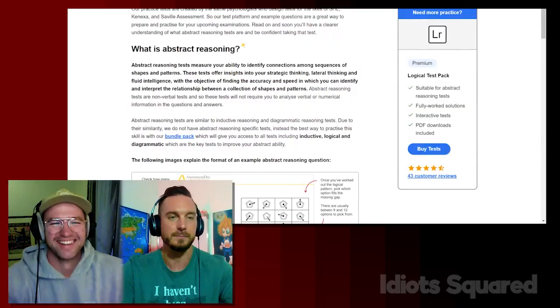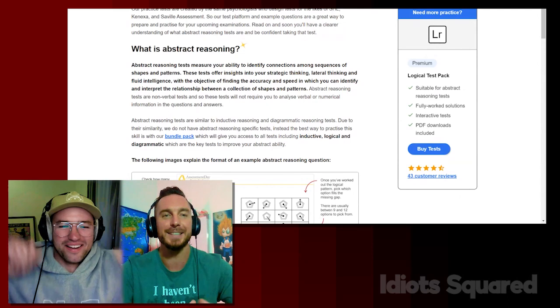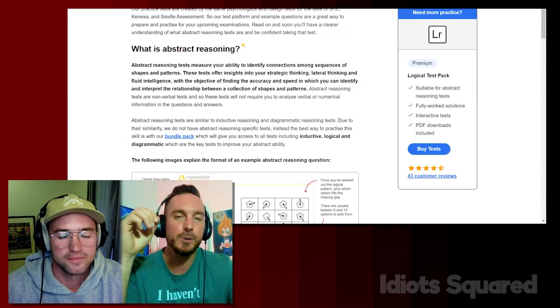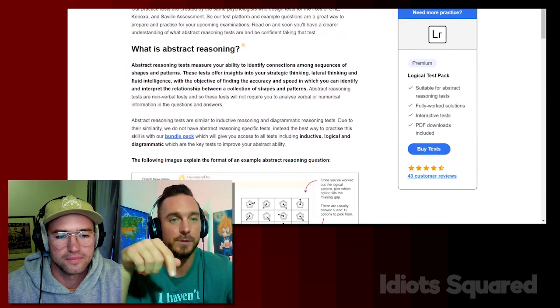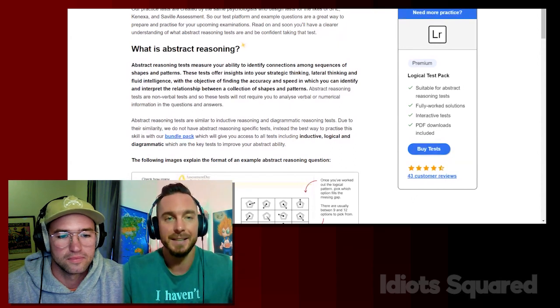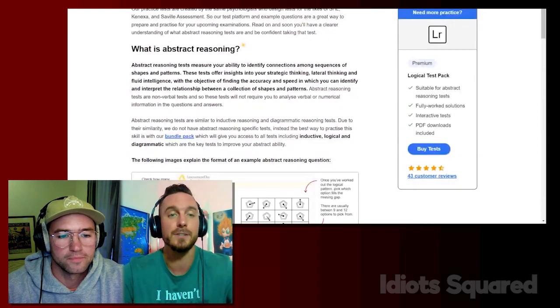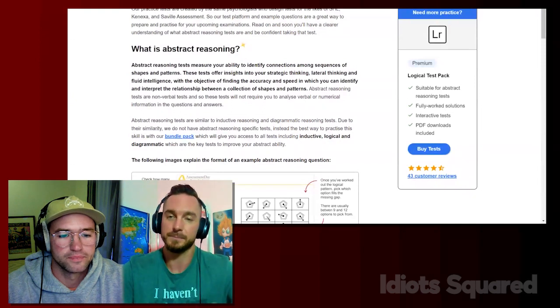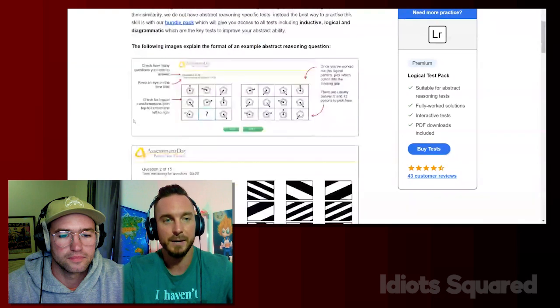But anyways, what is abstract reasoning? Abstract reasoning tests measure your ability to identify connections among sequences of shapes and patterns. These tests offer insights into your strategic thinking, lateral thinking, and fluid intelligence, with the objective of finding the accuracy and speed in which you can identify and interpret the relationship between a collection of shapes and patterns. So, sounds pretty cool, right? And here's sort of an example.